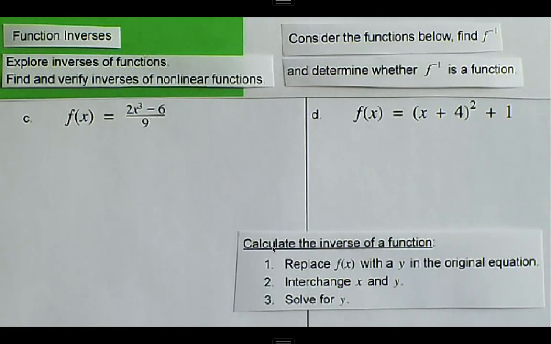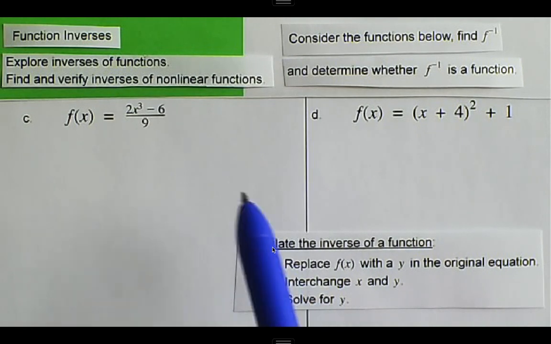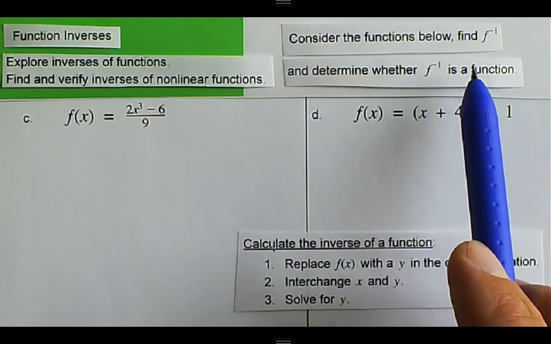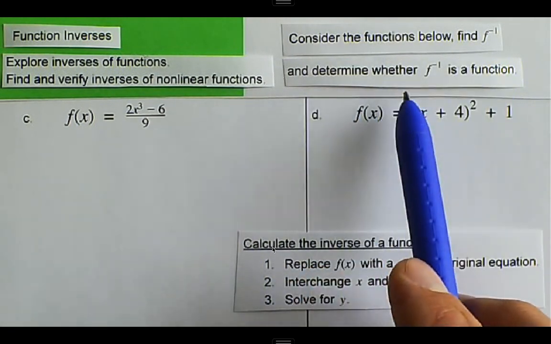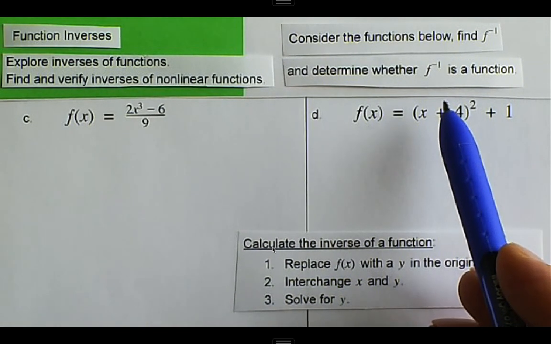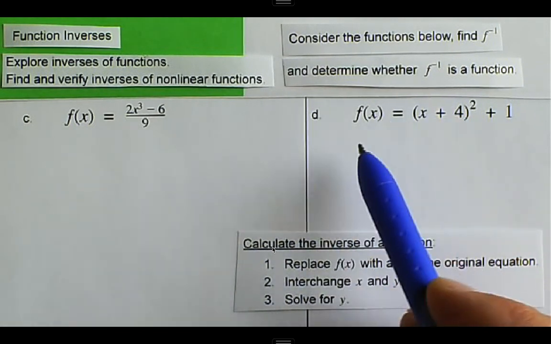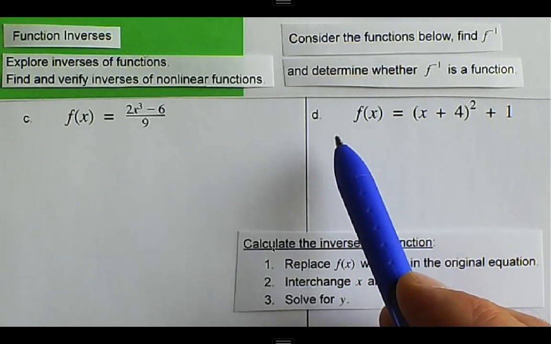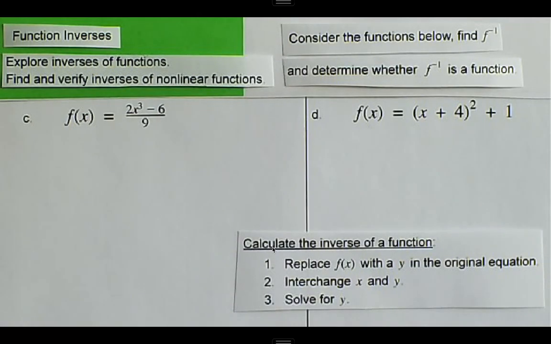We are talking about function inverses, and we want to explore inverses of functions, and we want to find and verify inverse of functions. So for this example, we want to consider the functions below, find the inverse, and determine whether the inverse is a function. I can determine right now whether the functions that are given, if their inverse is a function.